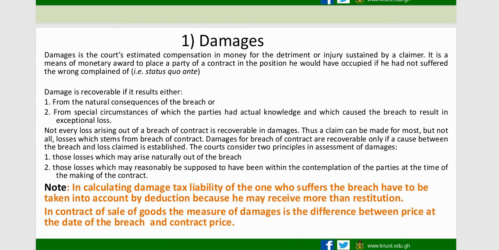Yeah. So a typical example is if a seller fails to deliver goods, the buyer sues and gets the price difference between the market price and the contract price. I hope you get that.